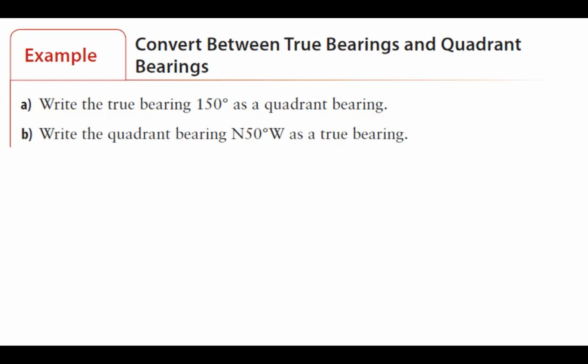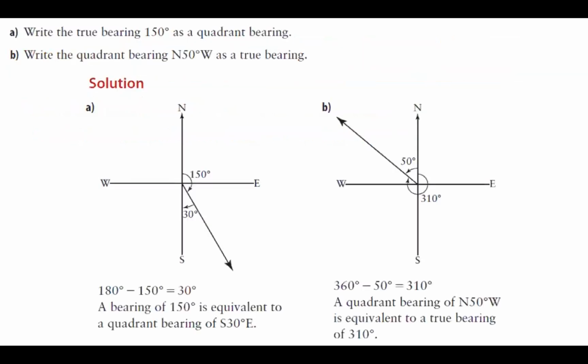Okay, have you finished? Okay, let's have a look at the solution. In question A, note that 180 degrees minus 150 degrees is 30 degrees, right? So a true bearing or a bearing of 150 degrees is equivalent to a quadrant bearing of 30 degrees east of south.